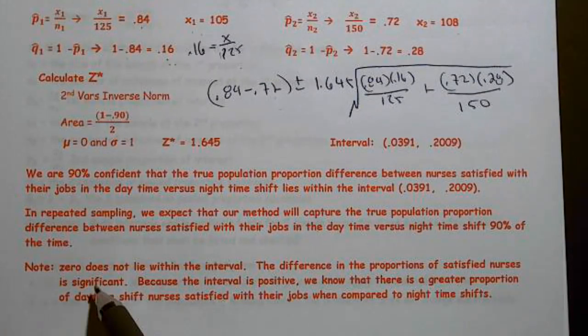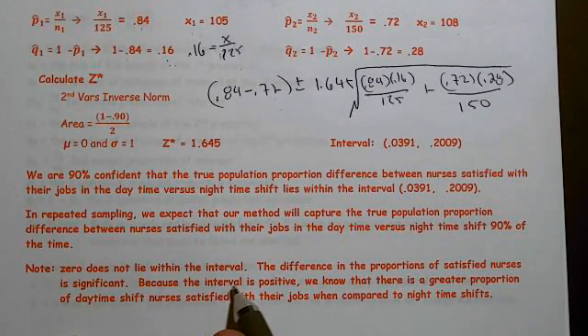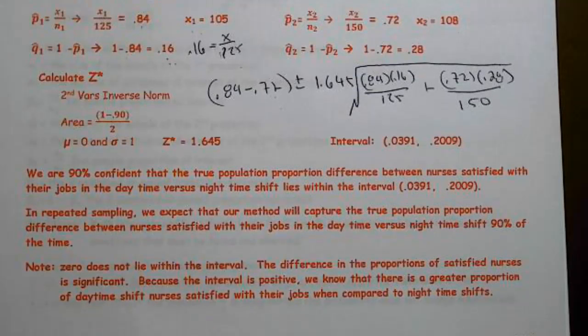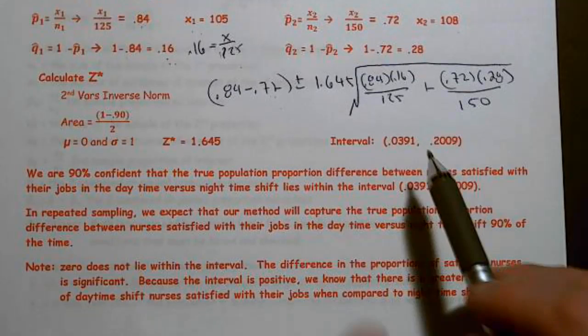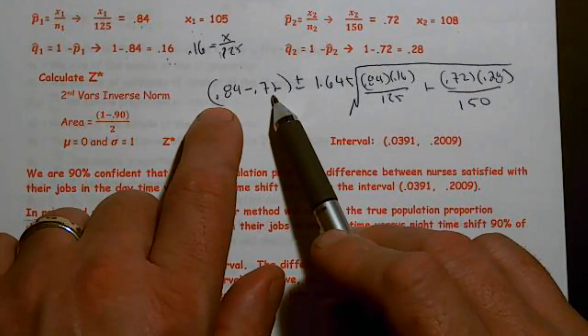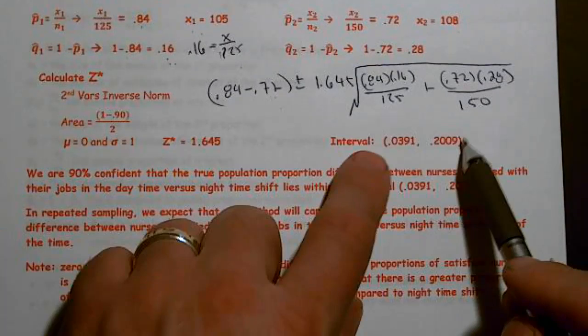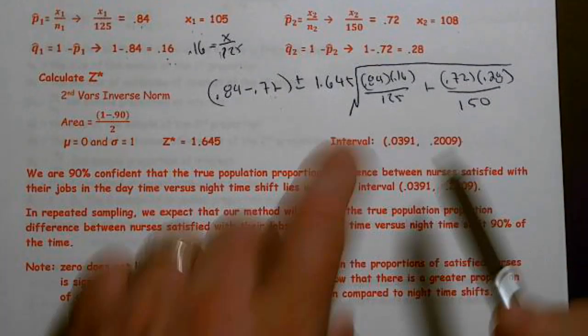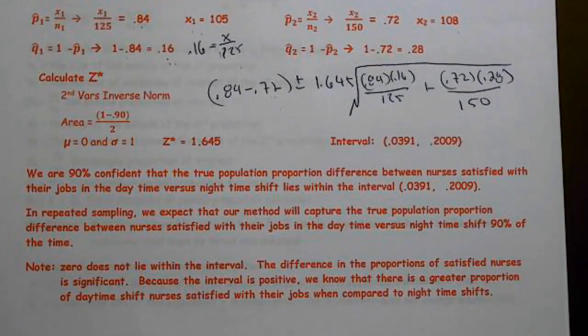So we know the difference is significant, and because the interval is positive, we know that there is a greater proportion of daytime shift nurses satisfied with their jobs than those satisfied on the nighttime shifts. Once again, just looking here, I know that there's a difference, but because it does not contain zero, it's a statistically significant difference.